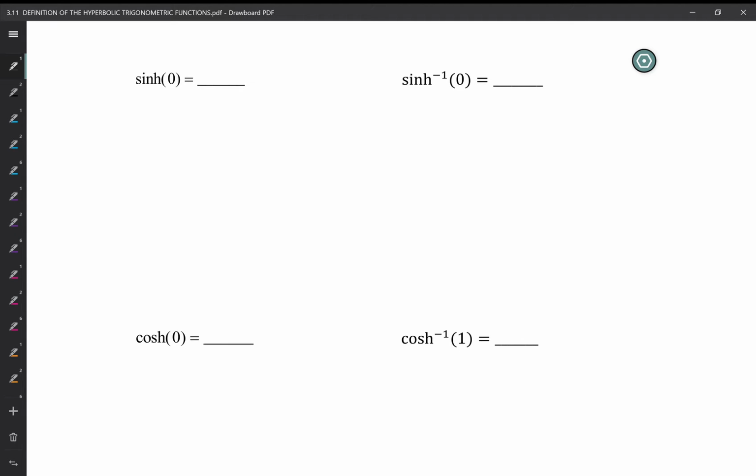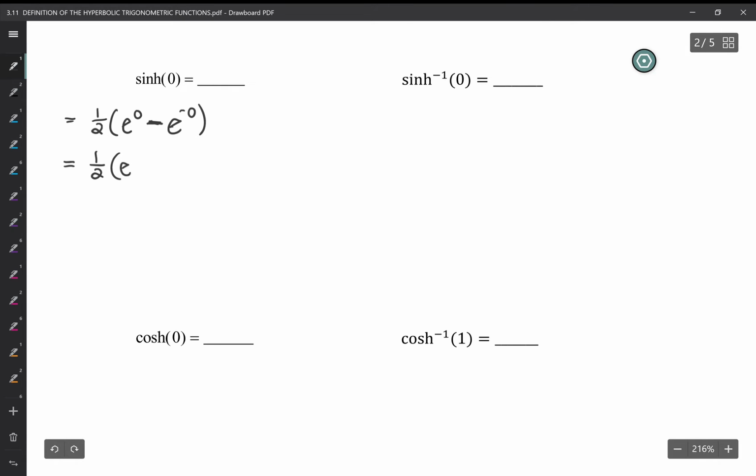Now let's find the hyperbolic sine of 0. This will be equal to 1/2 times e to the 0 minus e to the negative 0, which is equal to 1/2. E to the 0 is equal to 1 minus e to the negative 0, which is also 1. This simplifies to 0. So the hyperbolic sine of 0 is 0. Now we want to find the inverse. So the inverse hyperbolic sine of 0 is equal to some number x.